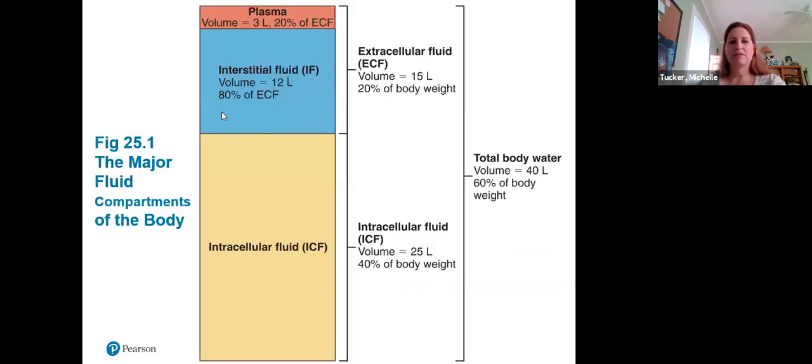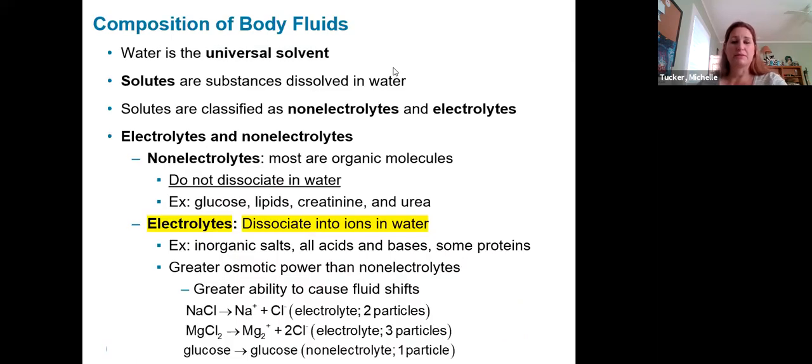So this diagram is just showing how 2/3 of body water is intracellular, so within those 30 trillion or so, probably more cells, and then interstitial fluid plus plasma make up the extracellular fluid, and that is about 1/3 of total body water. Water is a universal solvent.